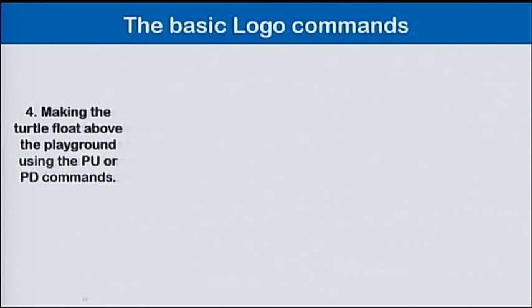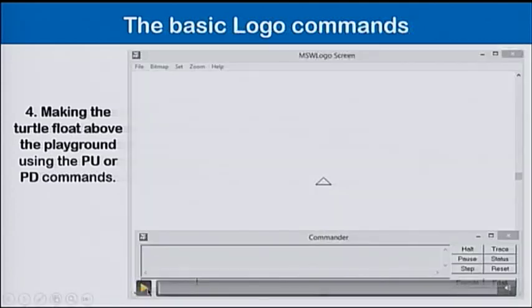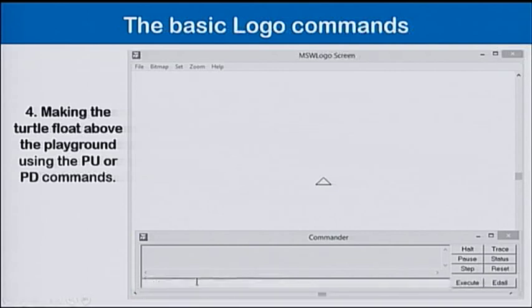Making the turtle float above the playground. You can also make the turtle remain on the playground or make it float above the playground. This can be done by using the PU or PD commands. The PENUP command will make the turtle float above the playground. Let us see how this command works.